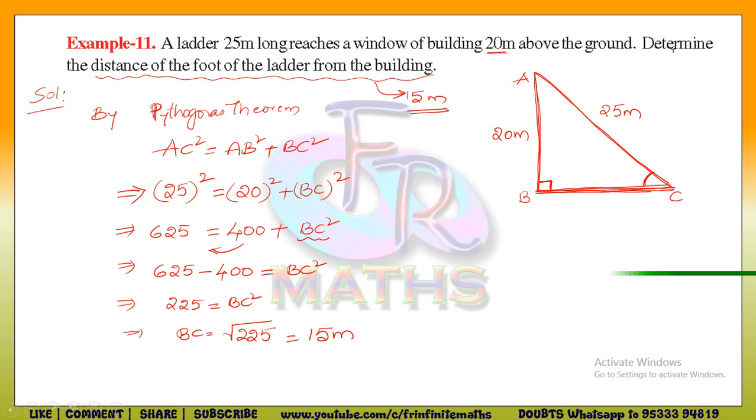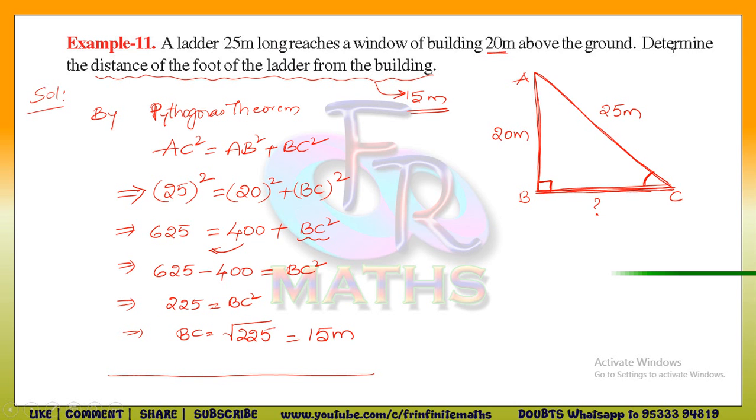So this is my conclusion. The same thing you need to write here: the distance of the foot of the ladder from the building is 15 meters. Here we have used the Pythagoras theorem directly, hypotenuse square is equal to side square plus side square. To find the unknown sides, we are going to use this Pythagoras theorem.